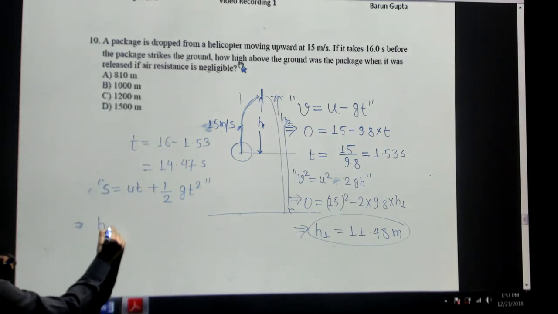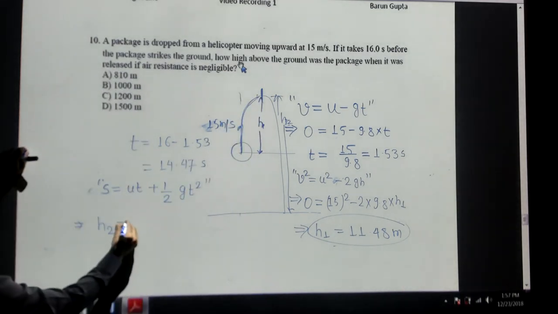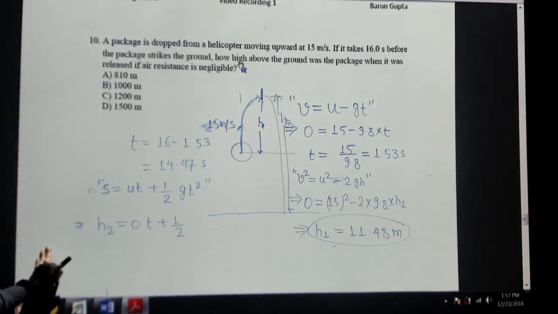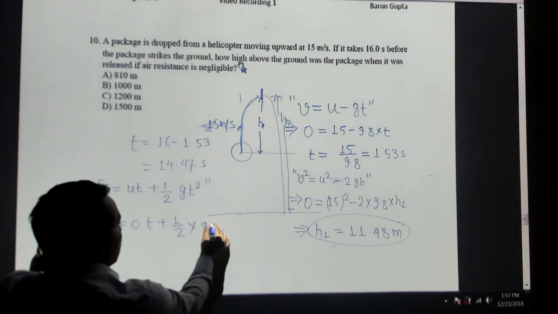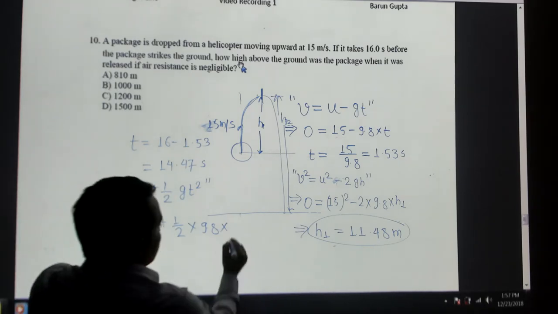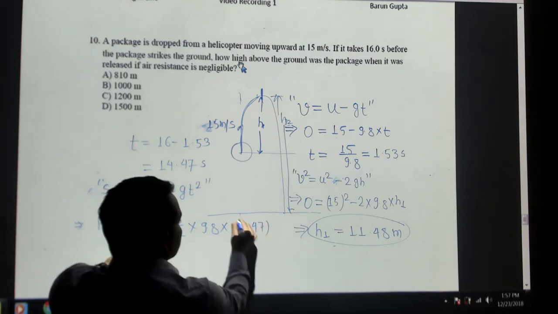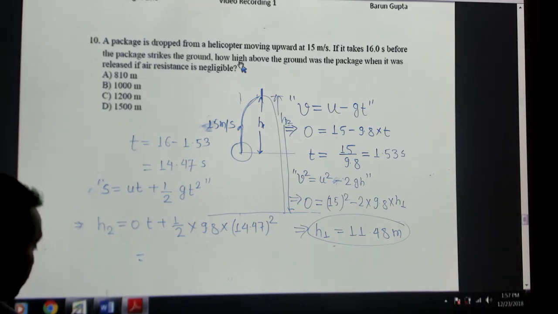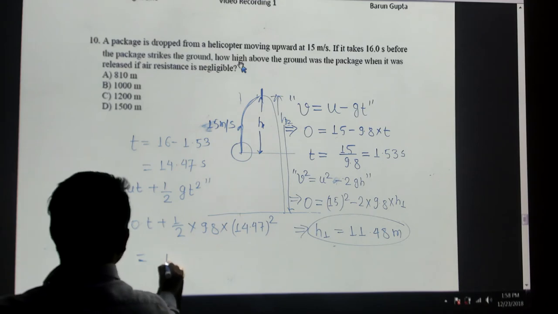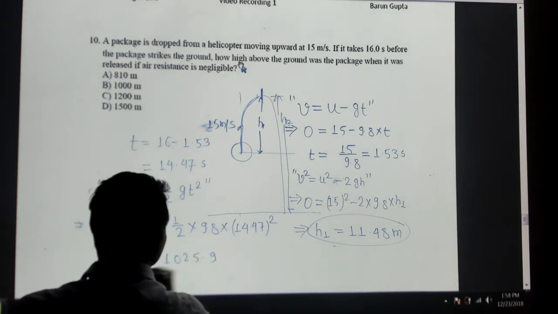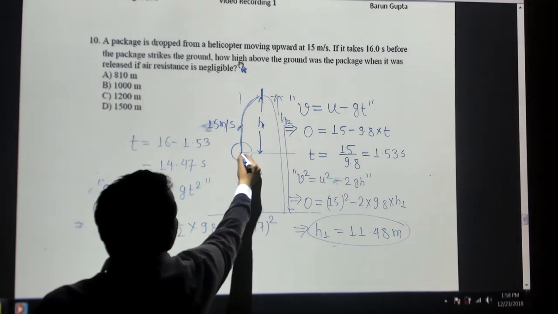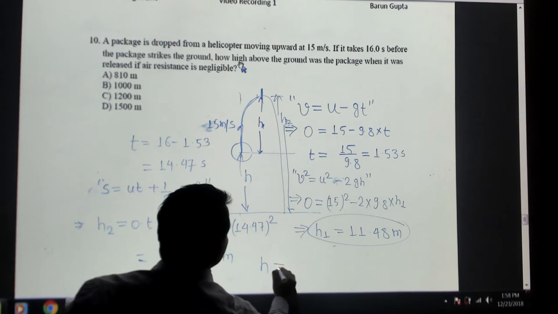Okay, so for H2, at this point the velocity is zero, so u is zero, and that times t plus half g t squared. The g is 9.8, so just plug in 9.8. And the time is 14.47 seconds. 14.47 squared, divided by 2 times 9.8 gives 1025.9 meters.